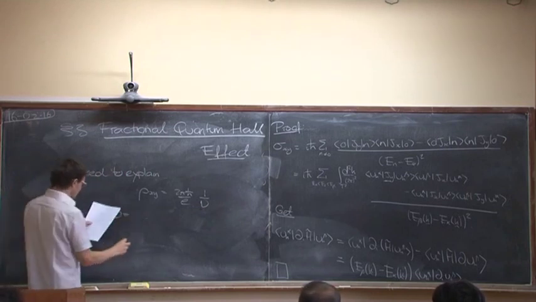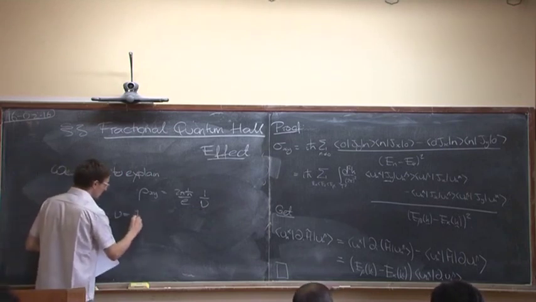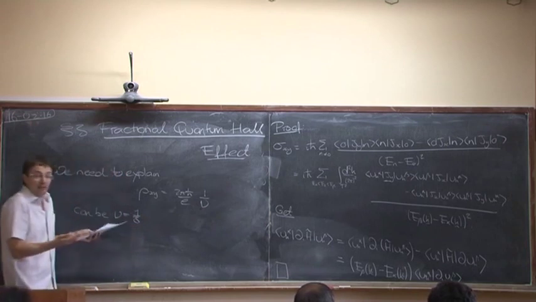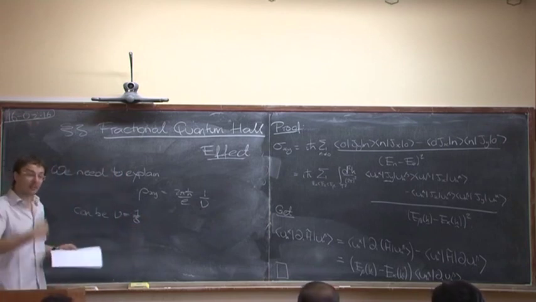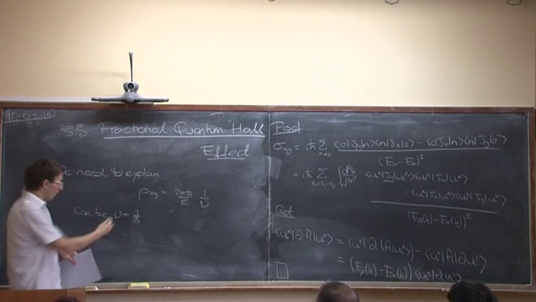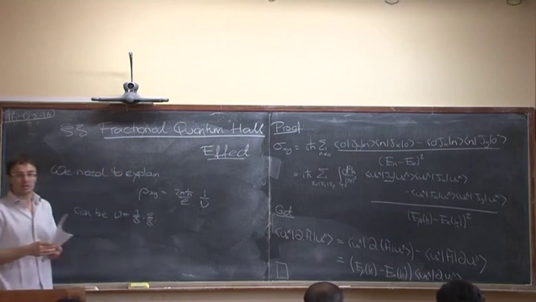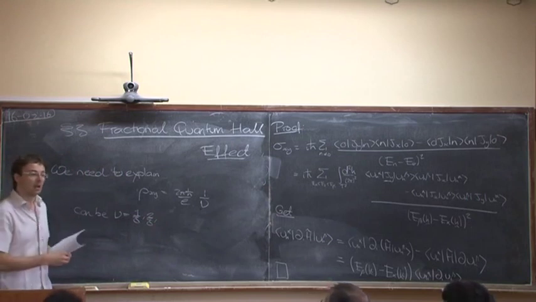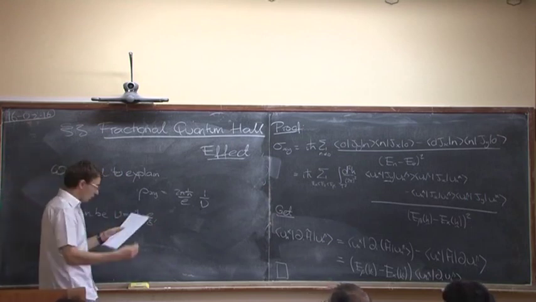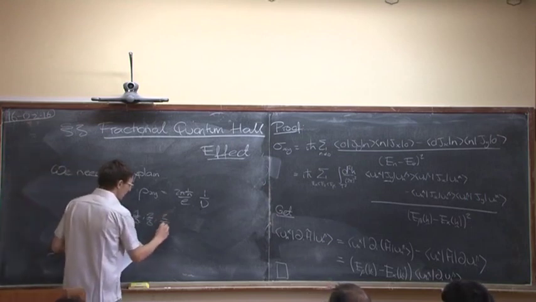So from experiment, we know that this contains fractions. There aren't any odd fractions that appear. There are very specific fractions that arise. 1/3 is very prominent. 2/3 is very prominent. And then as you make the samples cleaner and better, or you go to stronger magnetic fields or lower temperatures, you start to see other fractions.